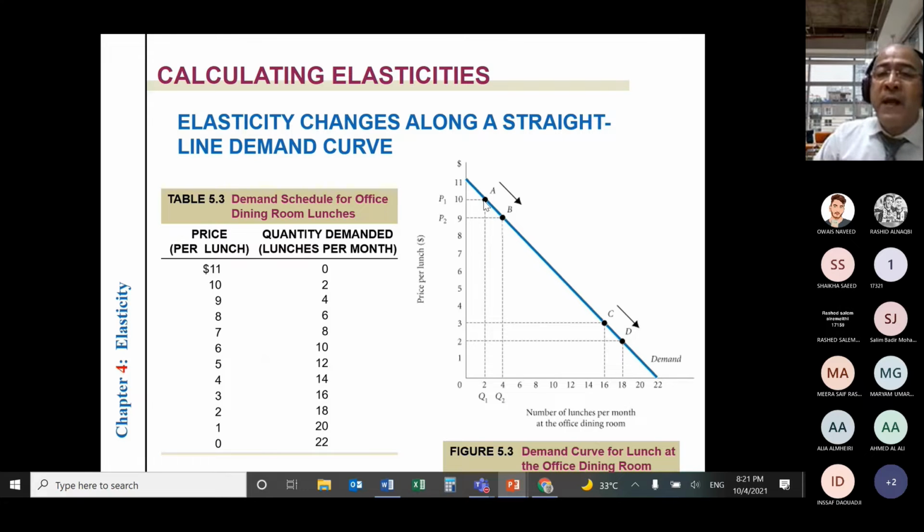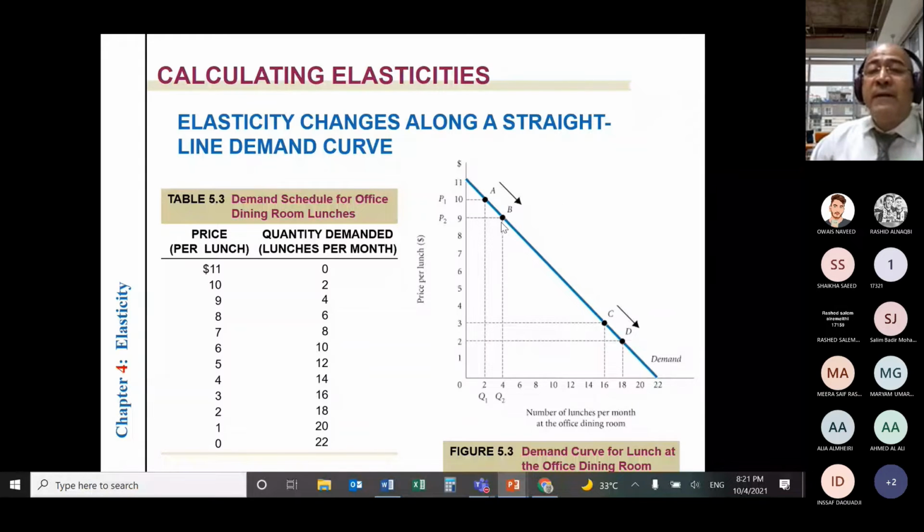So from point A, draw a vertical line. So we go to point 2. Calculate 22 minus 2, which is 20. This distance is called M1. 2 minus 0, it is 2. This is M2. And then 20 divided by 2, it is 10. So the elasticity at point A equals 10.